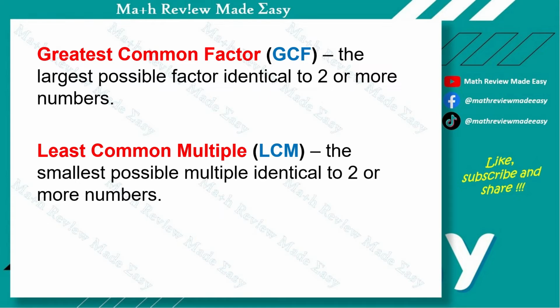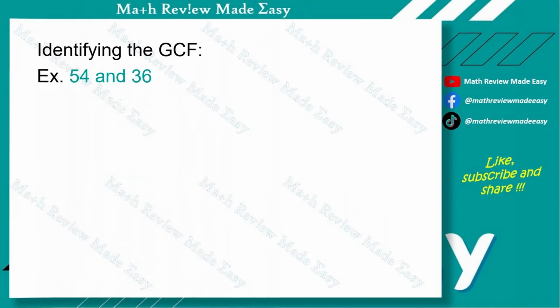So, paano natin kinukuha yun? Let's have an example. Identify the greatest common factor or the GCF of 54 and 36. So, anong una natin gagawin? I-rewrite natin yung dalawang number, which is 54 and 36. Then, determine a common factor ng dalawang number na to. So, we can start with 2, or pwede kayo magsimula sa ibang number na mas mataas na to, basta factor ng 54 and 36. So, dito, sisimulan ko siya sa 2.